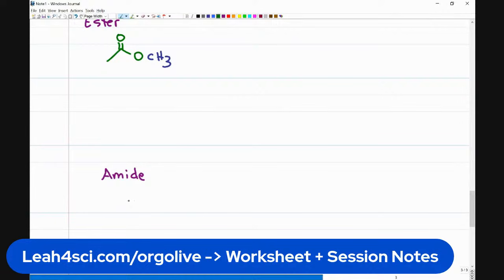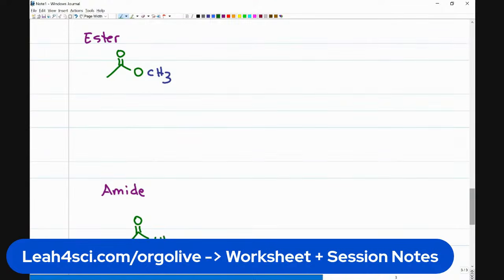which also looks very similar to what we have above, except instead of having an oxygen there, we have a nitrogen. And we'll keep this one simple. We'll just put an H2. Now the ester and the amide could both have a chain on it. So here we have a CH3. It could be a longer carbon chain.